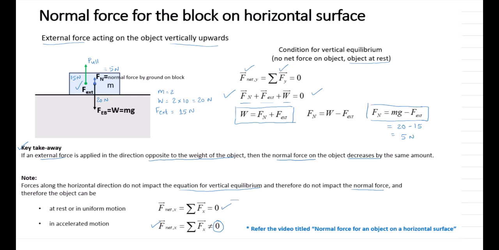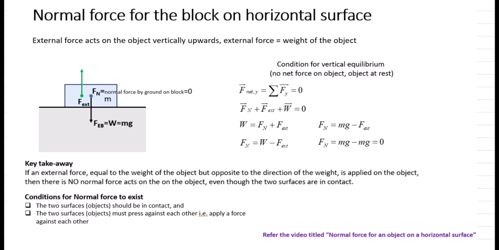So these two equations in the x direction do not impact what we see in the y direction because x and y components are totally independent. And therefore, the normal force will always be given by Fn equals mg minus F external.